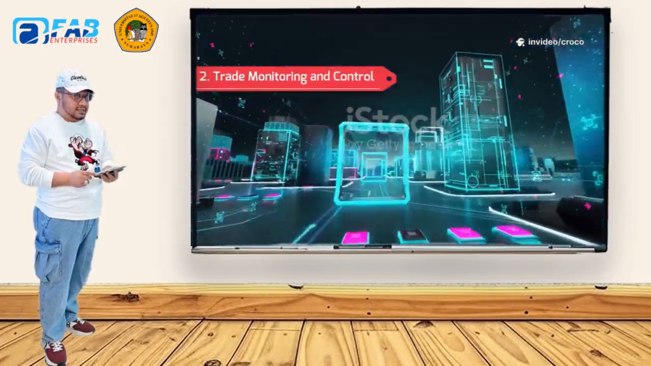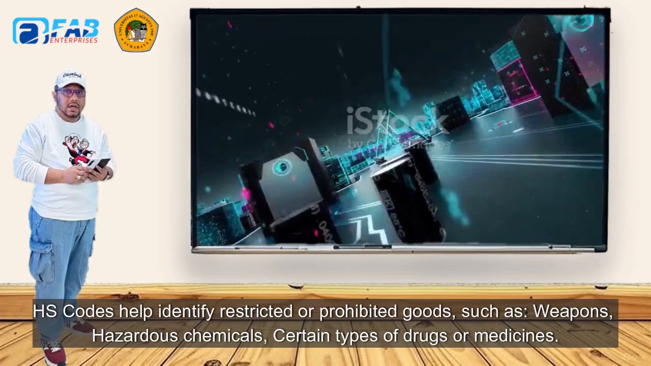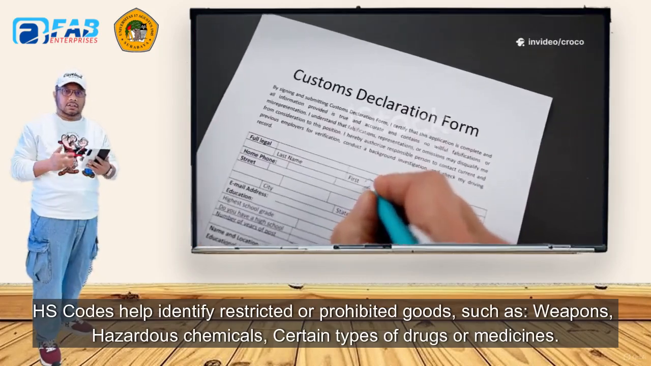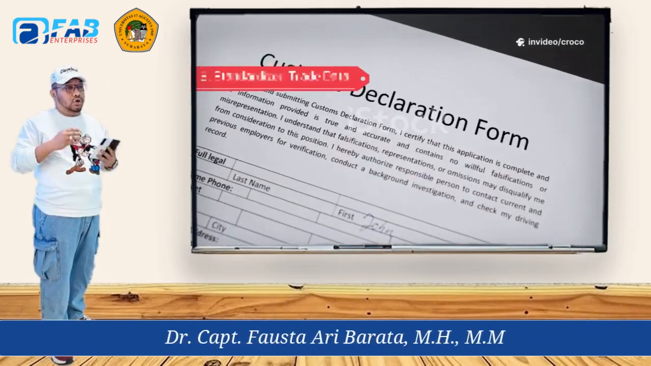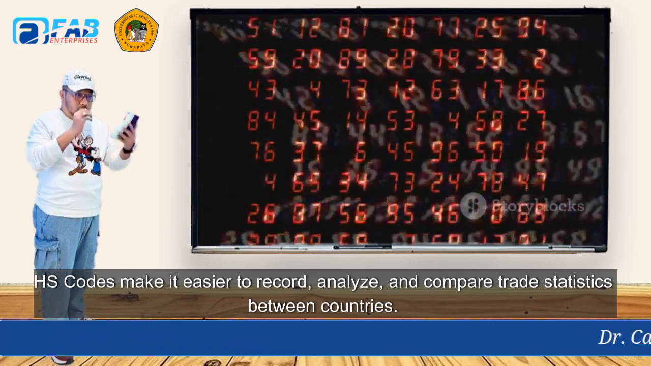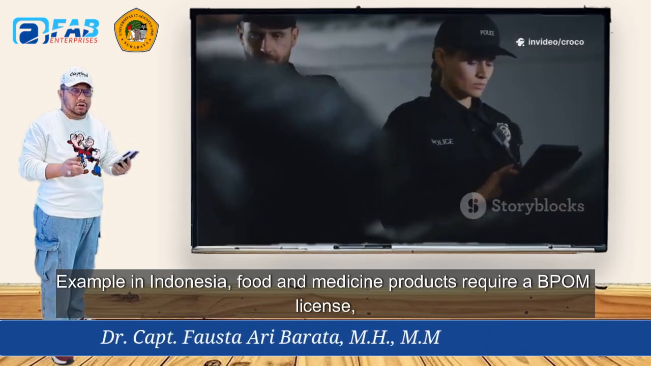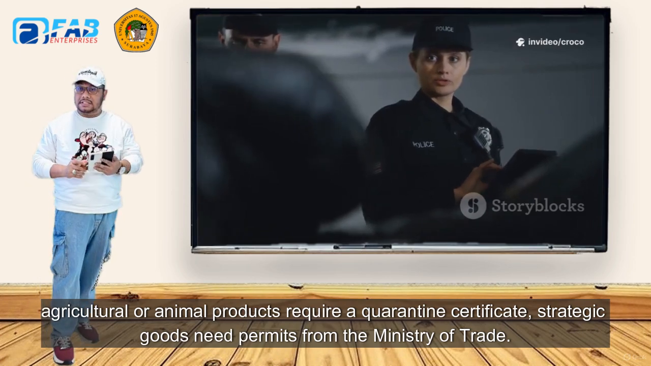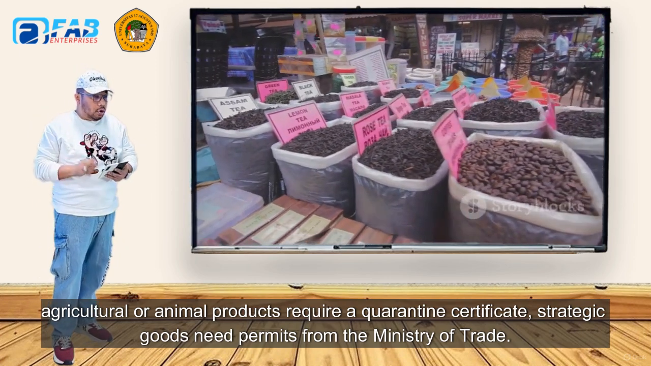2. Trade monitoring and control. HS Codes help identify restricted or prohibited goods, such as weapons, hazardous chemicals, certain types of drugs or medicines. 3. Standardized trade data. HS Codes make it easier to record, analyze, and compare trade statistics between countries. For example, in Indonesia, food and medicine products require a BPOM license, agricultural or animal products require a quarantine certificate, and strategic goods need permits from the Ministry of Trade.